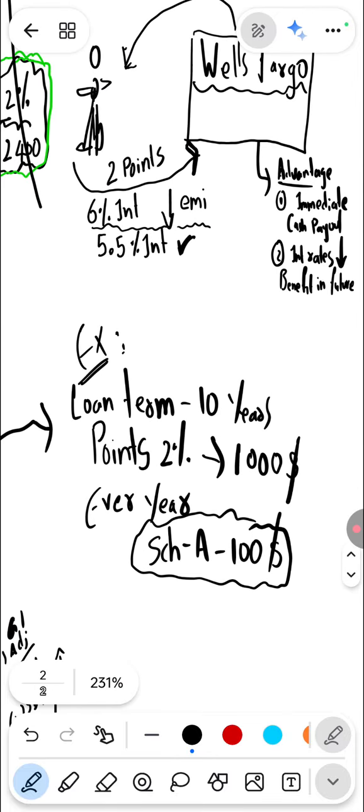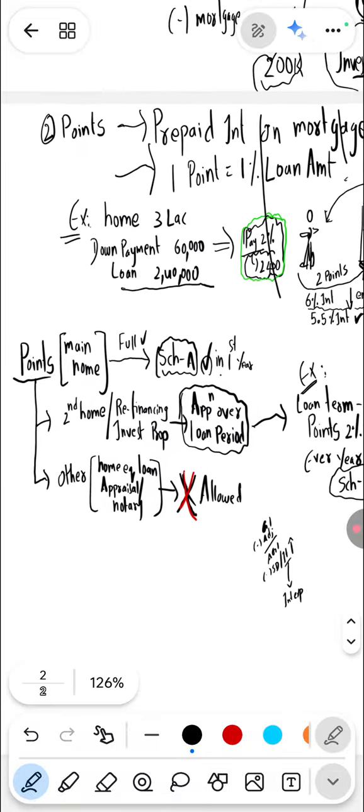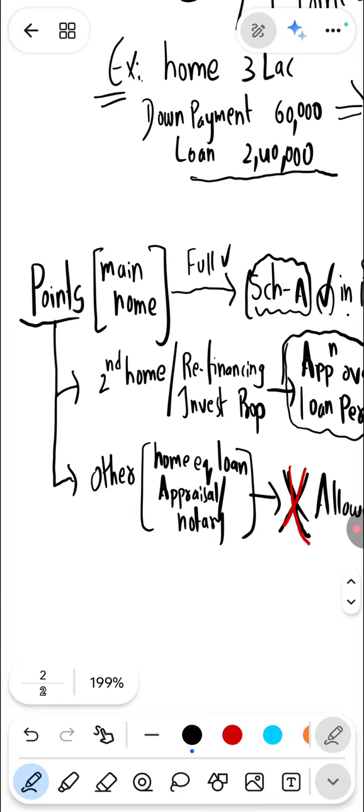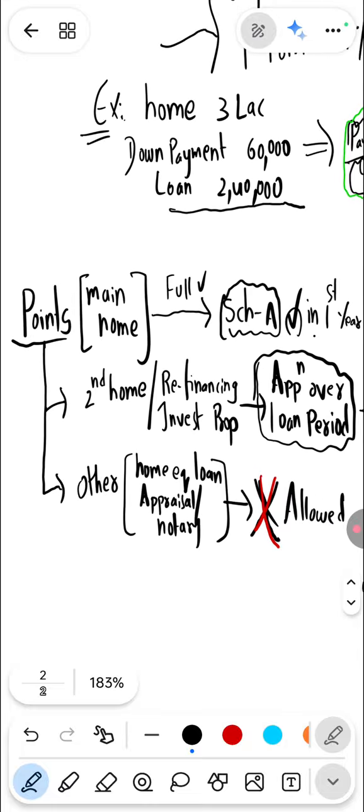Suppose the loan term is 10 years and the points, 2 points, are 2% of the loan, which is like $1,000. It has to be apportioned over those 10 years, like $100 per year. Every year you can itemize $100 on your Schedule A in your 1040. So in case of any other situation where you're paying points, they are not allowed. Only in the case of a main home are they fully allowed in the year that you are paying.